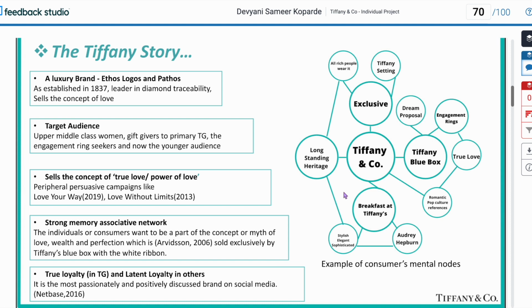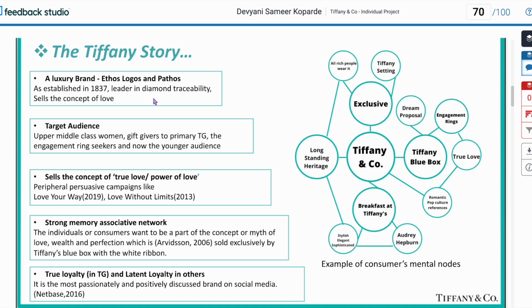So my next slide was, okay, what is the background? What is the Tiffany story? What the professor had mentioned was not a lot of text, visually pleasing bullet points and shapes. So I have literally done just that. As you can see here, everywhere I have incorporated theory. So let me show you. So a luxury brand: ethos, logos, and pathos. I could have given background information, what they believe in and things like that, but I used the technical terms ethos, logos, and pathos.